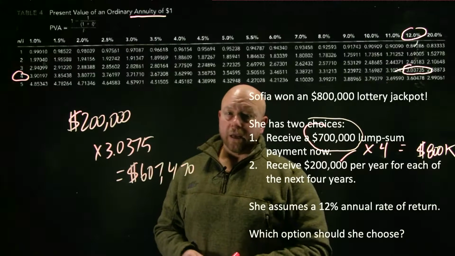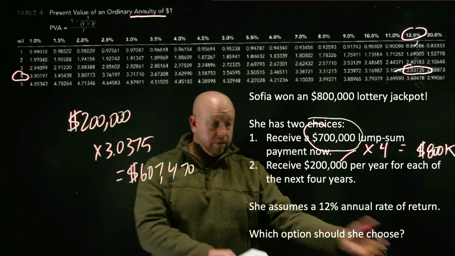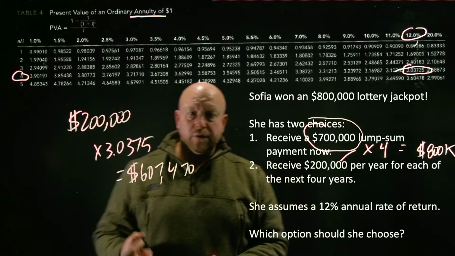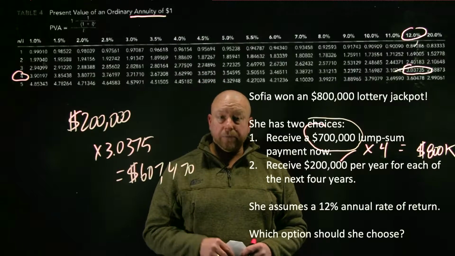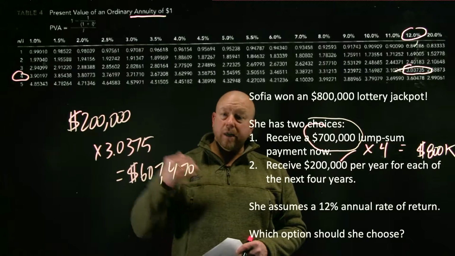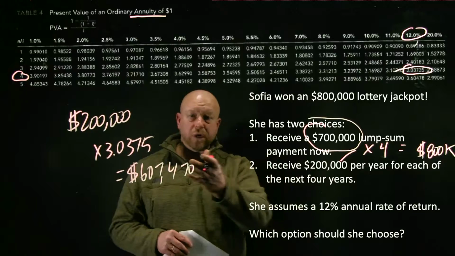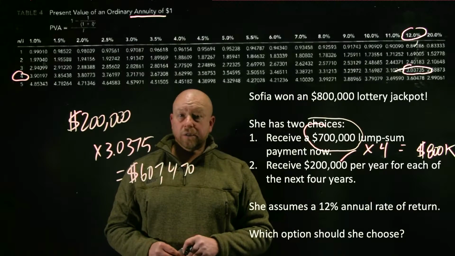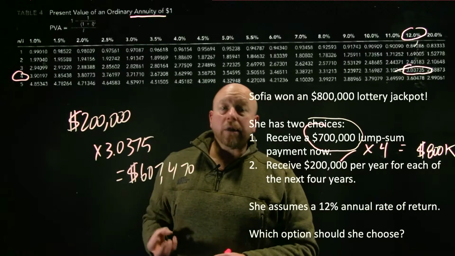So how can Sophia use this information to make the decision? Look at it this way. If she had this money right now, presumably, if there's a 12% annual rate of return, she could deploy those funds into an investment that would earn 12%. Okay? That's why, as we take a look at this option, the present value of this annuity isn't very attractive compared to the lump sum. So in this case, we would encourage her, at least based upon the quantitative factors.